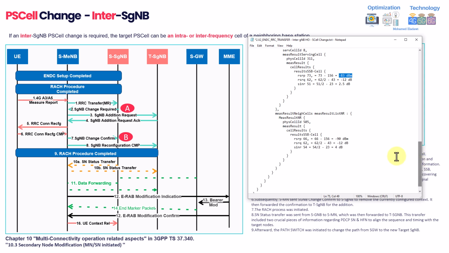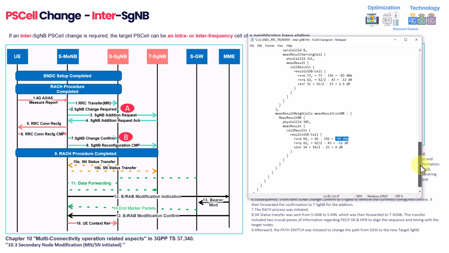Then if you go down, now we'll find something called measurement result neighbor cells. And this is having a PCI 505, and now it's having a coverage of minus 90 dBm. But I don't know yet which event this is for. Is it intra-frequency handover, from what is the current SSB, and this kind of information.